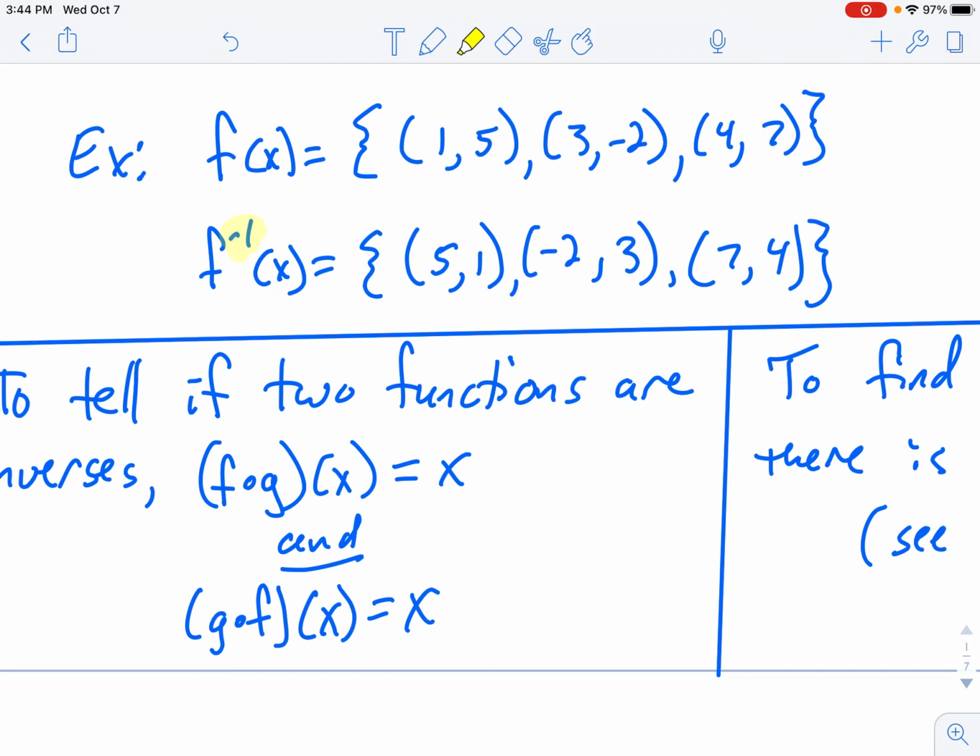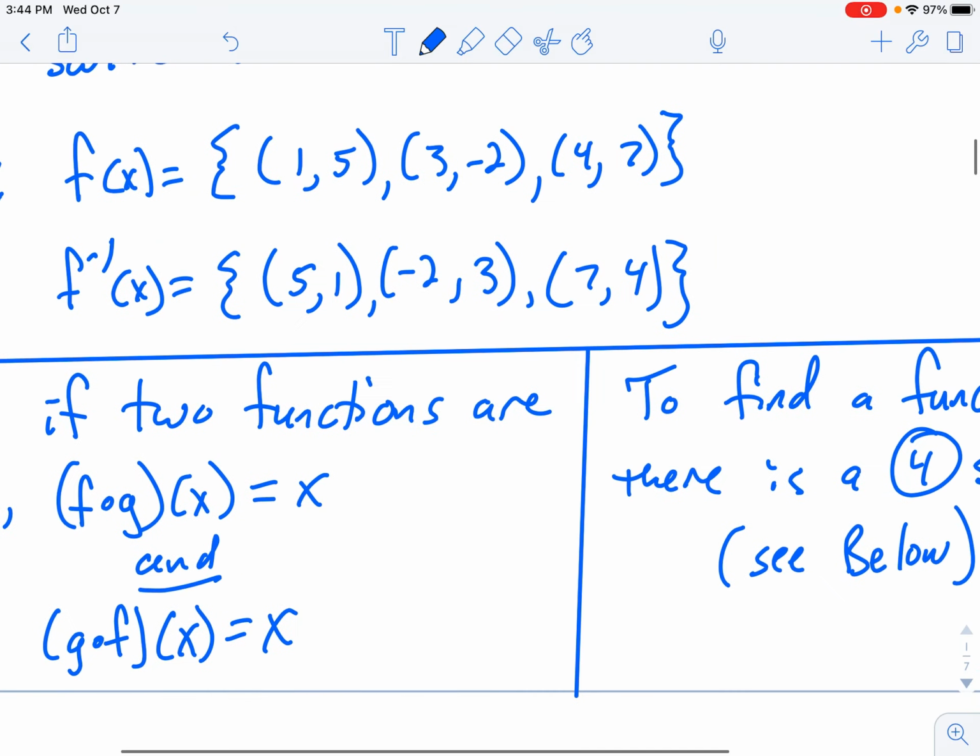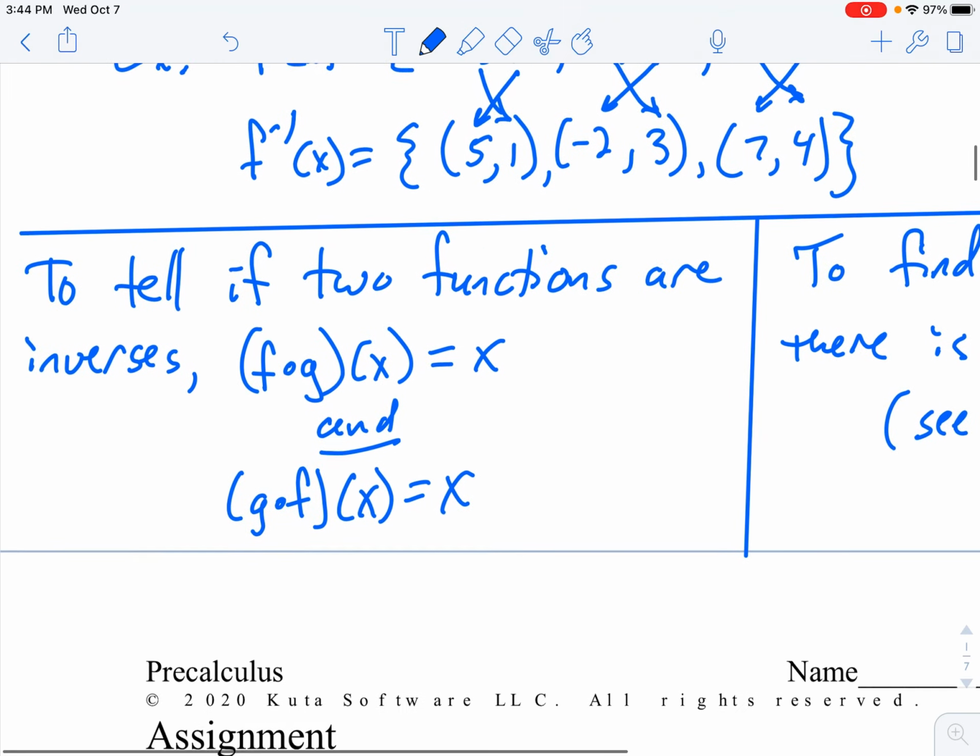It looks like an exponent, little -1. You would pronounce this f inverse of x. So this is f of x, f inverse of x. Anyway, the inverse of this function is (5, 1), (-2, 3), (7, 4). You're basically just taking the x's and the y's, or domain and range, and switching them around. The result is called the inverse. Now what's interesting, sometimes if you take a function and invert it, the result will not be a function. But you can ponder that. It's nothing we're going to get into today.